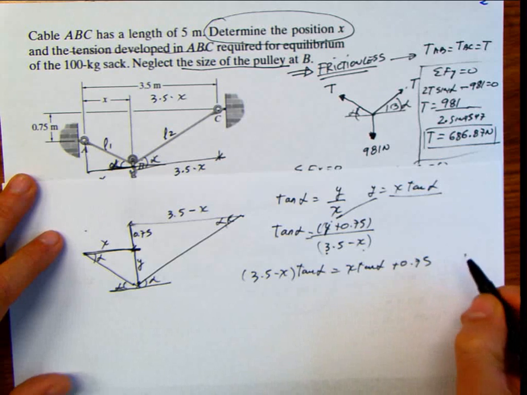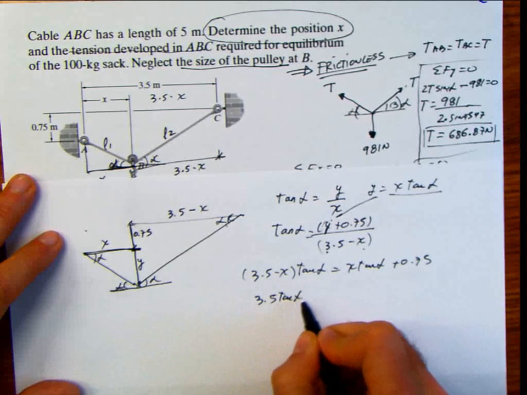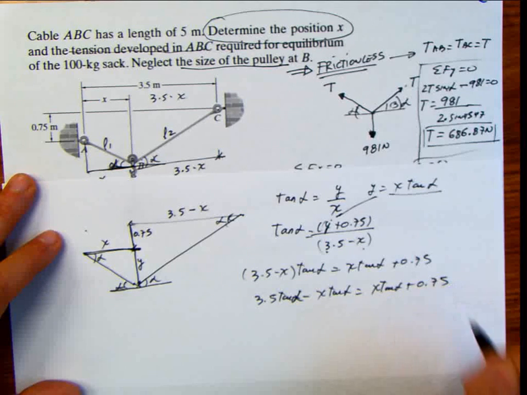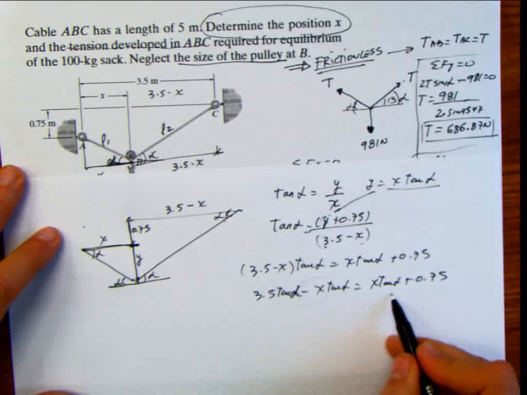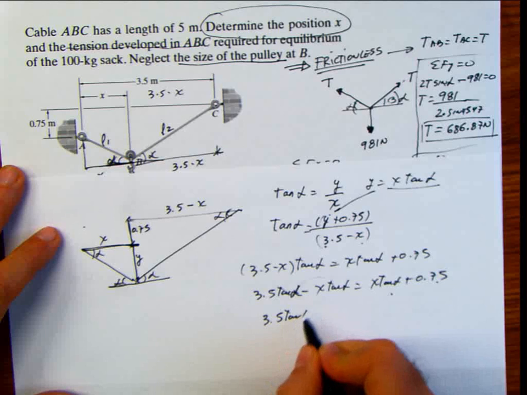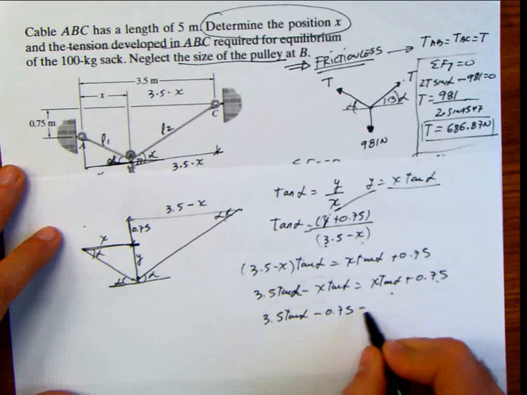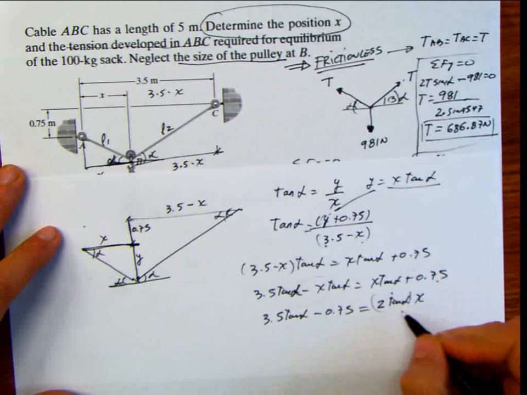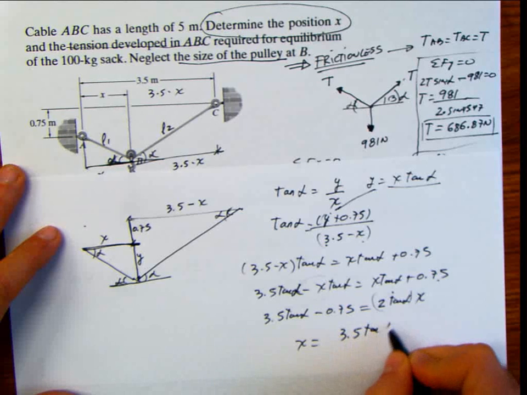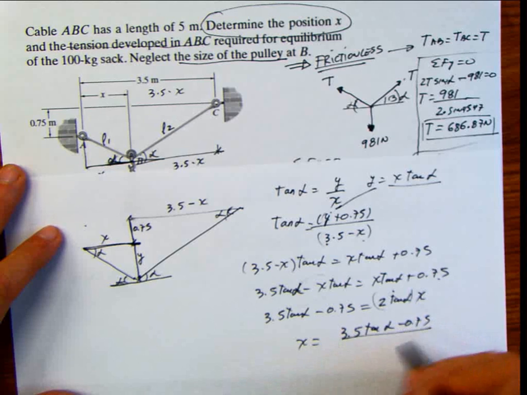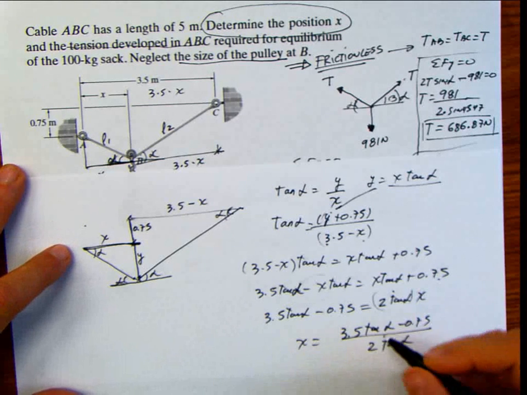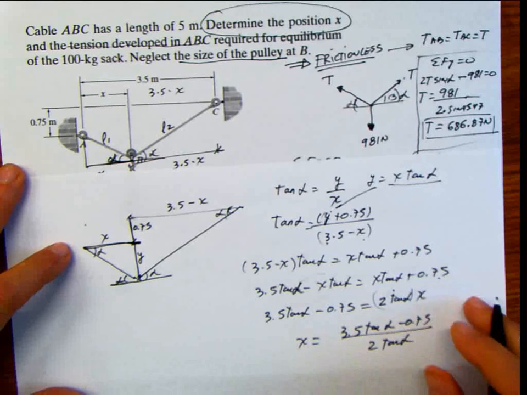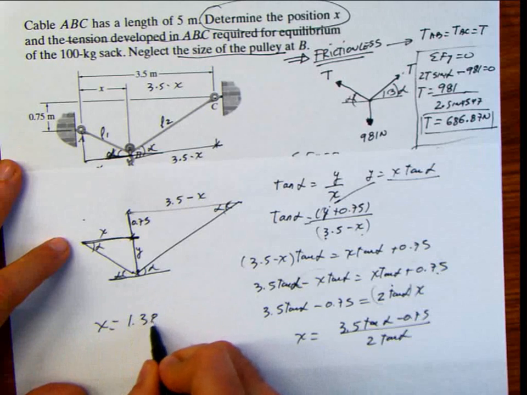I can do that. And now when I multiply these, I'm going to have 3.5 tangent alpha minus x tangent alpha equal x tangent alpha plus 0.75. And then if I pass these to that side, and this to this side, I'm going to get 3.5 tangent alpha minus 0.75 equal, I pass this to that side, it's the same value, it's going to be 2 tangent alpha x. Divide this here: x equals 3.5 tangent alpha minus 0.75 divided by 2 times tangent alpha. And then I can solve this. This divided by this is 1. 3.5 divided by 2 is 1.75 minus this divided by this, and you can calculate the value for x. And x is going to be 1.38 meters.